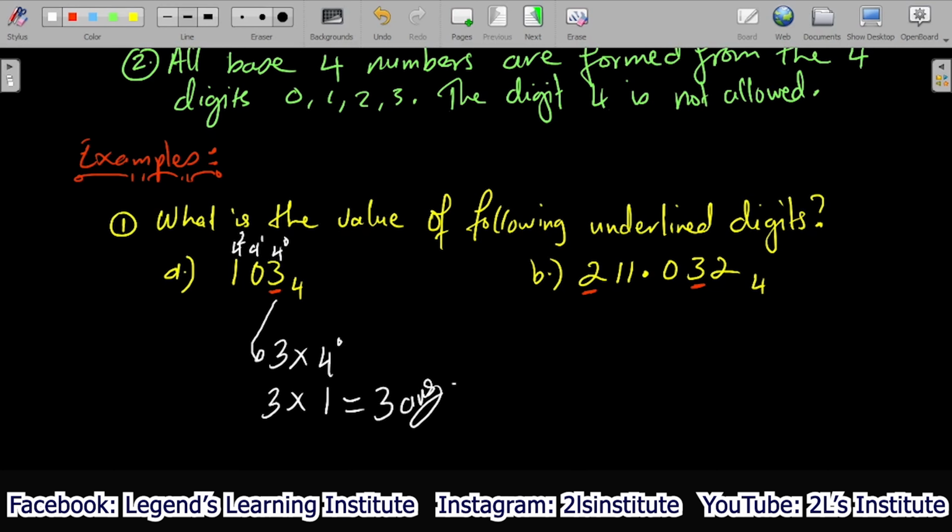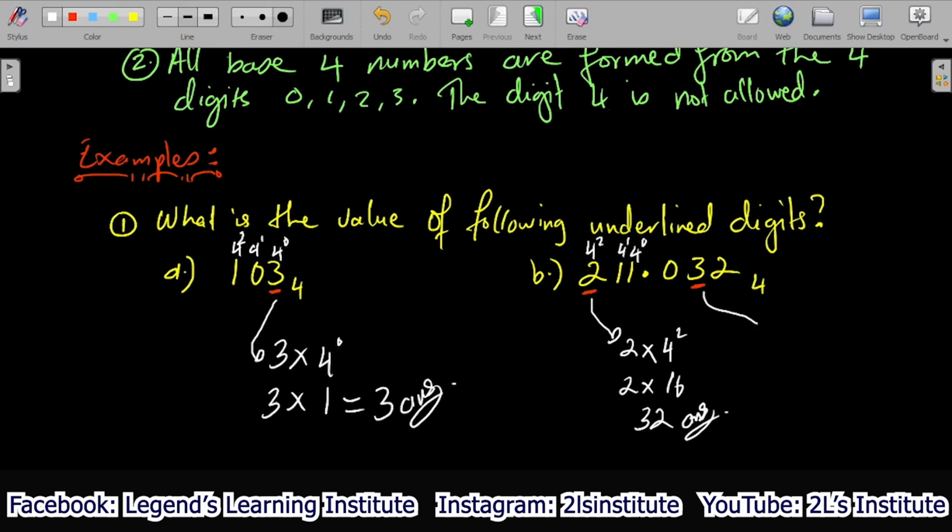Now for B, we have 211.032 base 4, and we want to find the value of the 2 and the 3. For the 2, the face value is 2, so that's 2 times the place value. The place values are 4 to the power of 0, 4 to the power of 1, and 4 squared, so it's 2 times 4 squared. 4 squared is 16, so that's the same as 2 times 16, which is 32. So the value of the 2 is 32.